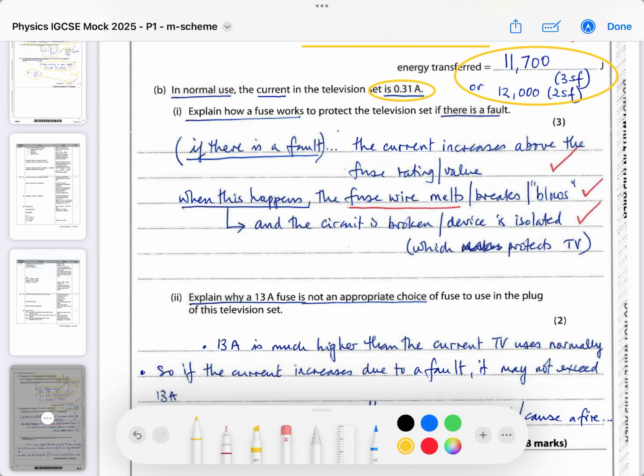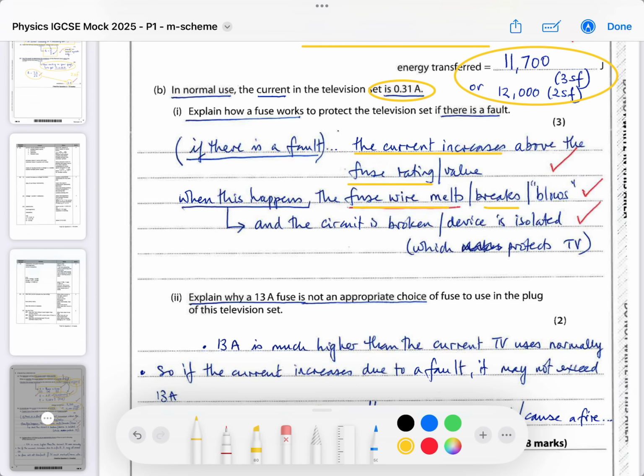So if there is a fault, the current increases, or a lot of my students put surges, above the fuse rating, the value of the fuse that you've got in the plug. When this happens, the fuse wire melts. So that'll give you a second mark.